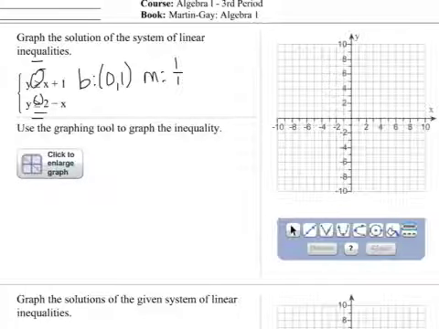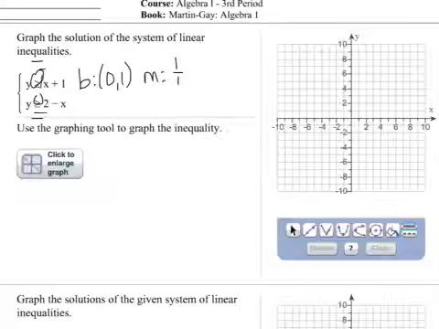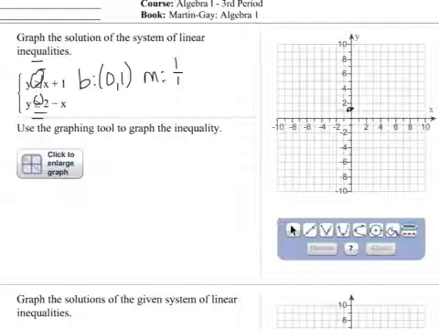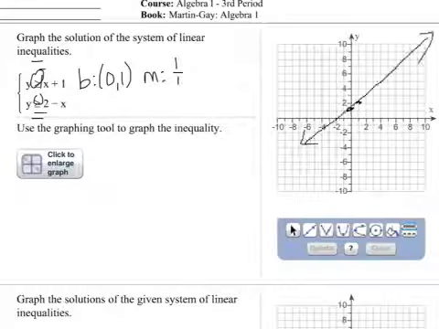So on my first equation, y equals x plus 1, my y-intercept is 0, 1, and my slope is 1 because the number in front of x is a 1. So I'm going to start on 0, 1 here, and then go up 1 and over 1, and that will be my line. So I'll draw a line between those 2 points.